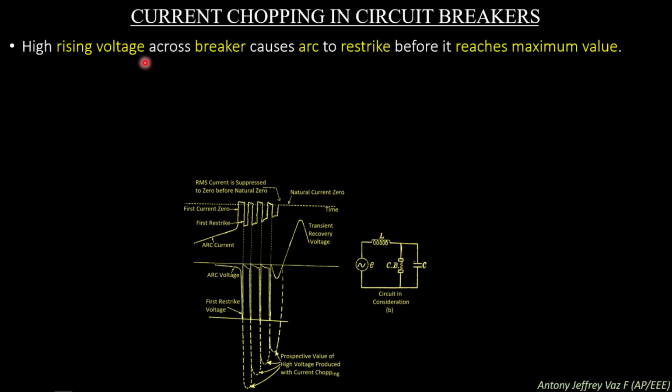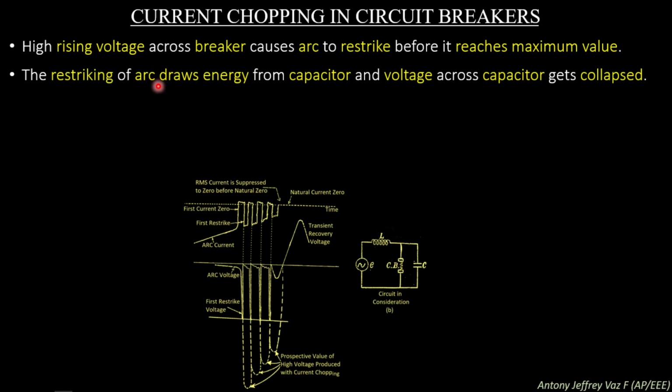High rising voltage across the breaker causes the arc to restrike before it reaches a maximum value. Since the maximum value of the voltage present in the capacitor is applied to the circuit breaker contacts, the contacts now have the potential to ionize the medium between them. So this high voltage caused by the capacitor in the circuit breaker contacts creates the second chop.